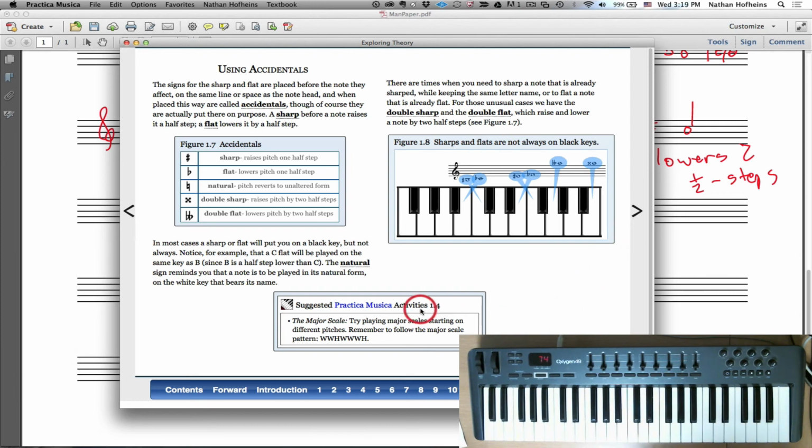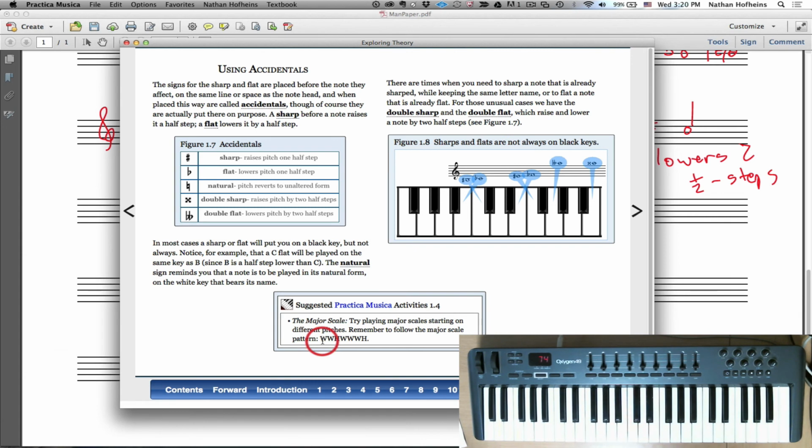Okay, so one of the activities that we'll do is the major scale. And remember, the major scale goes whole, whole, whole, whole, half, whole, whole, whole, half. And one of the things that you'll be able to do is play the major scale starting on different keys. So if I started here, then that's just all naturals. If you start on an F, for instance, you go whole, whole, and then you need a half step.